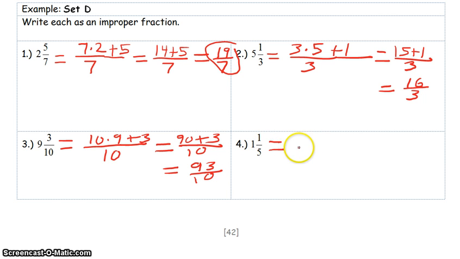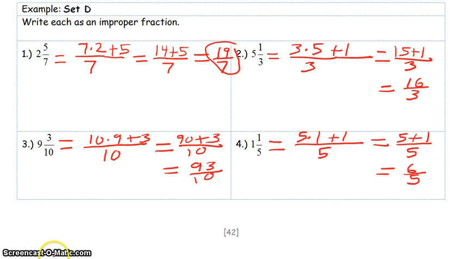Now for number 4. Again, what do we know about our denominator? You're correct. It stays the same. Now to get our numerator, what do we do? You're right. We take our denominator times the whole number plus our original numerator. So we carry over our denominator here. 5 times 1 is 5 plus 1. And 5 plus 1 is 6, and it's divided by 5.